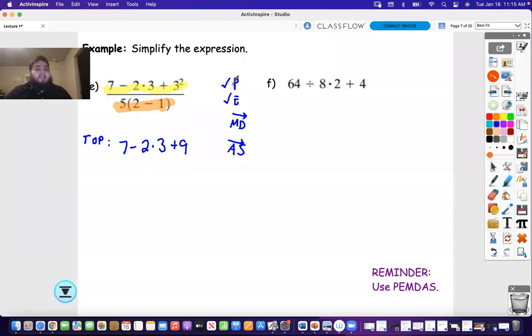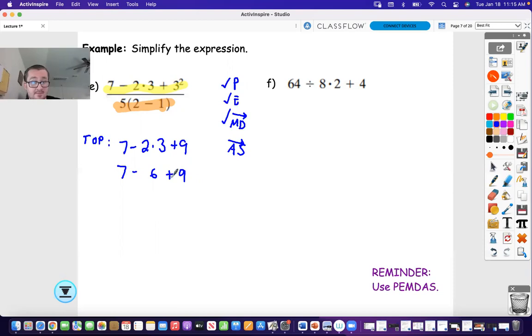What's next, guys? If you're trying to get comfortable with PEMDAS, tell me what you would do next after this line. What step are we on now? If you're following it in order, you'd multiply 2 times 3, which is 6. So it should be 7 minus 6 plus 9. Do we see any more multiplication or division? No. So now we finish it off with what step?